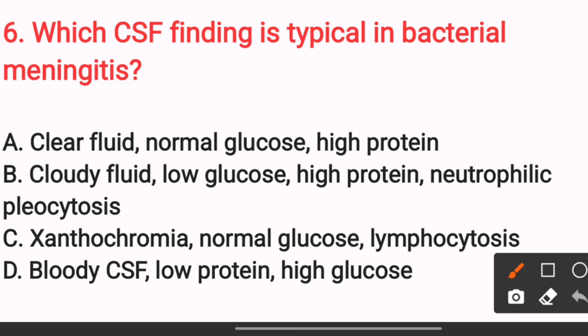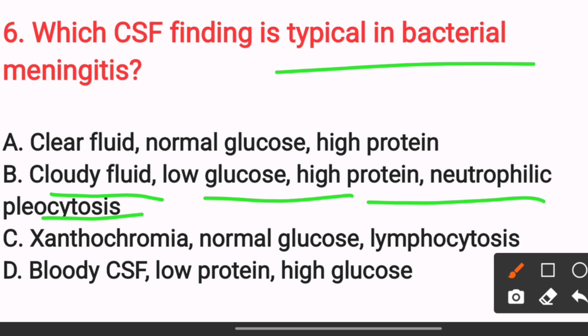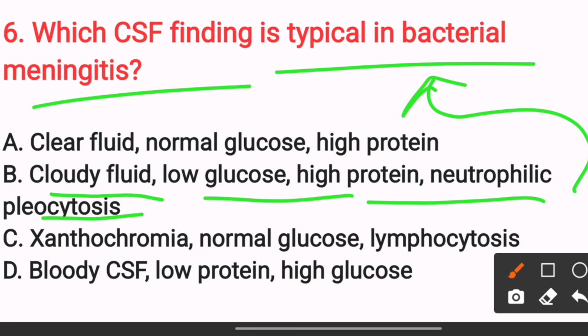The answer is cloudy fluid, low glucose, high protein and neutrophilic pleocytosis, which is typical of bacterial meningitis. We find this in bacterial meningitis. So the answer will be option B.